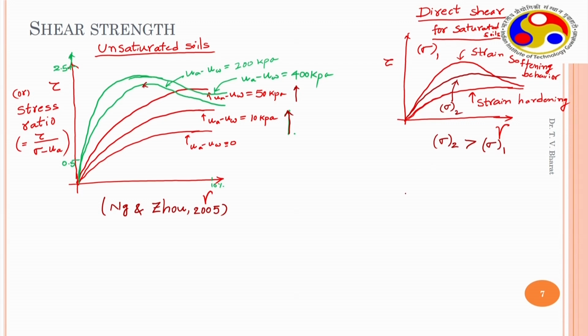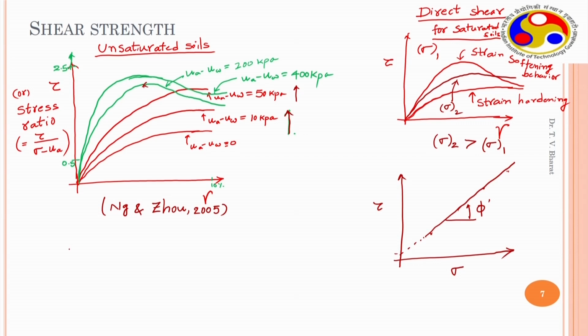Then generally what we do in a direct shear test for saturated soils is plot tau versus sigma. Under different normal stresses, when you conduct the test, you get different ultimate shear stress values. Then when you plot, you get a trend like this. So this is the angle of internal friction phi. If you have an intercept, then you get a cohesion term, but if it is a pure sand, then you will not have any cohesion intercept and you will have only the angle of internal friction value.